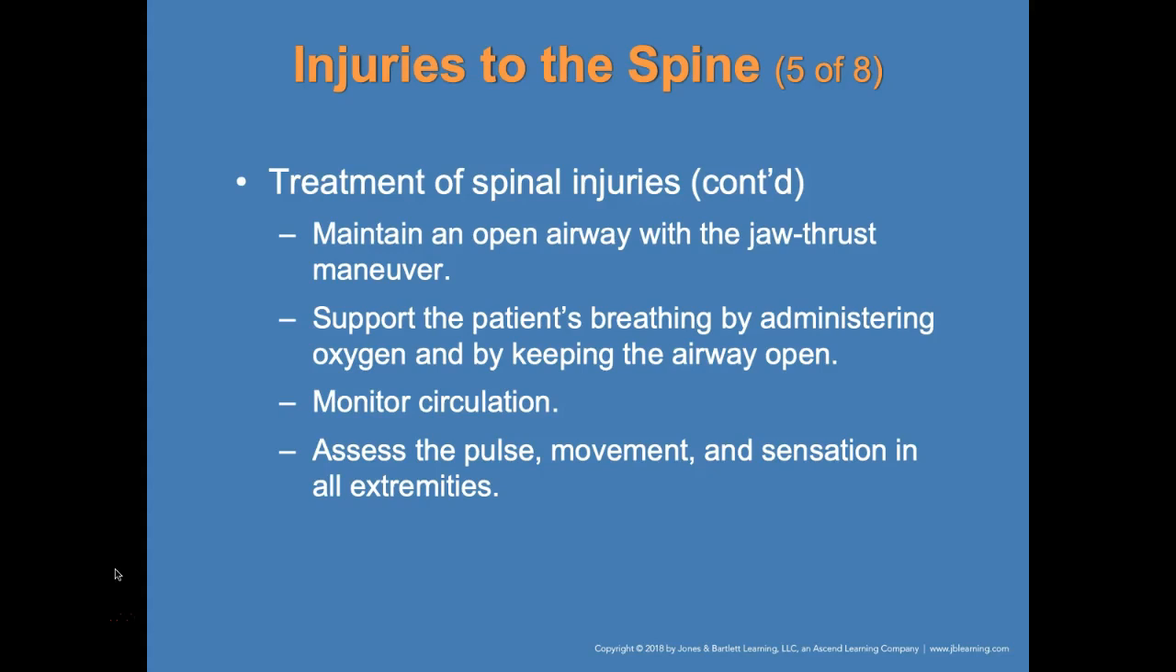So if we have that spinal cord injury that has paralyzed some or all of the respiratory muscles, which results in either the diaphragm not moving or other abnormal breathing patterns, we need to be breathing for that patient, and keeping that airway open. We need to monitor their circulation, because if they're not moving that air, they're not getting good perfusion in their extremities. So we also need to assess the pulse, movement, and sensation in all extremities.